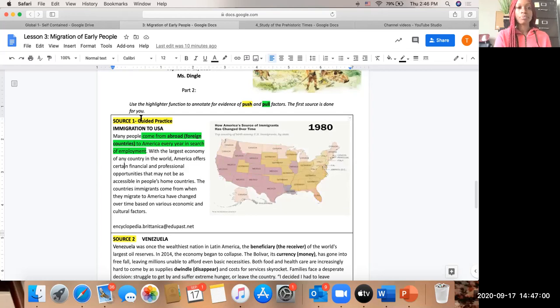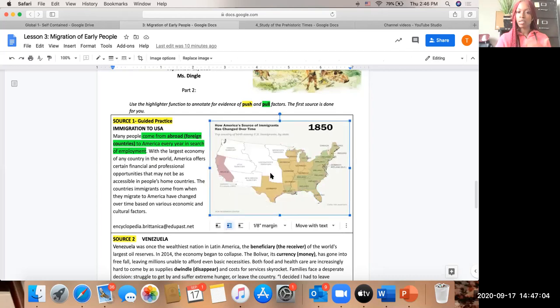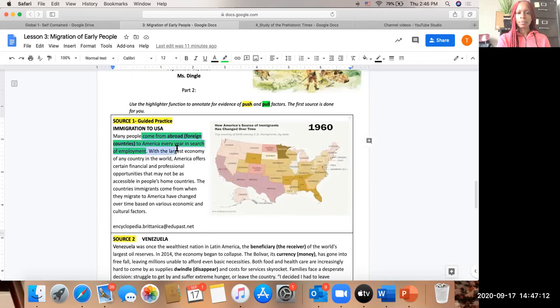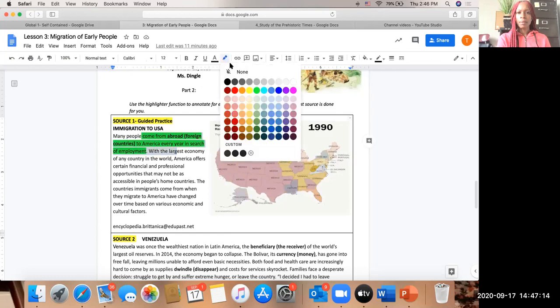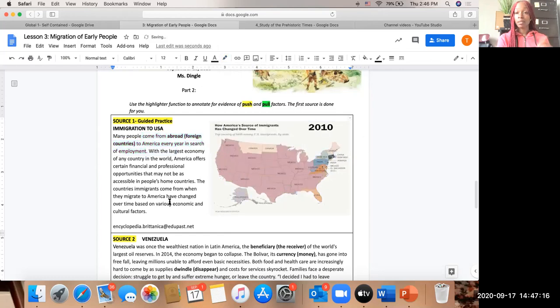All right, so let's go. Immigration to the US. And then you see a picture here that shows how immigration has changed over time in the 50 states. So let's begin. All right, so immigration to the US.